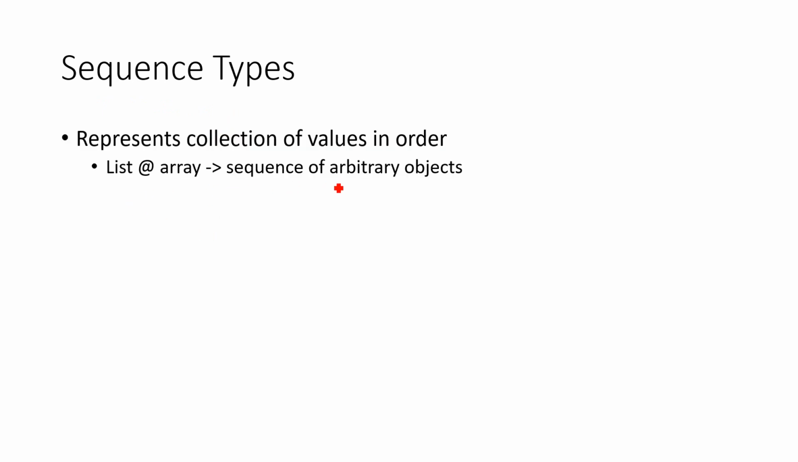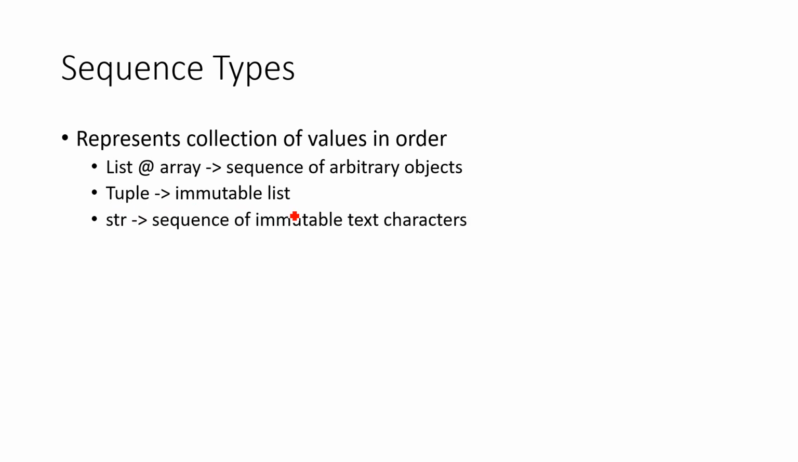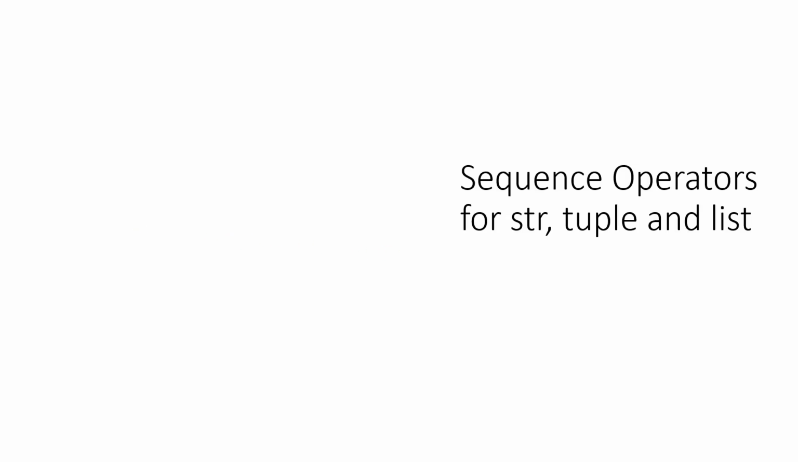Hello. So in this video, we are going to discuss the sequence operators. Before that, let us review that there are three sequences supported by Python. One is called a list, which is used to store a sequence of arbitrary objects at adjacent locations. Then we also have tuple, which is basically an immutable version of a list. And we also have a string, which contains a sequence of immutable text characters. We cannot change the value of the string.